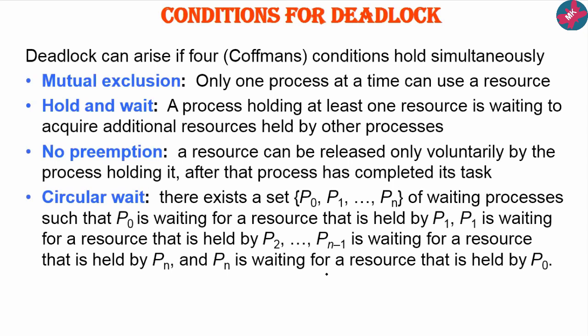And the last condition is circular wait. Like I have explained to you in the diagram, a set of processes are there and they are waiting for resources held by the next process. And in this way, a cycle is there in such a way that a circular wait takes place and the requirement of none of the processes is being fulfilled, and this situation leads to deadlock.